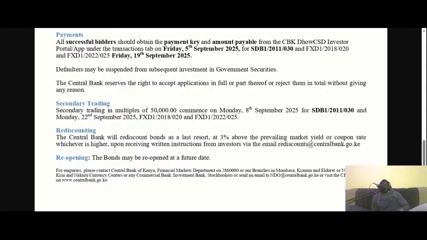Now, it is important to match your investment goals to the kind of investments that you are taking, because you see, rediscounting bonds comes at a cost. We know that the market yield and the price of the bond have an inverse relationship.